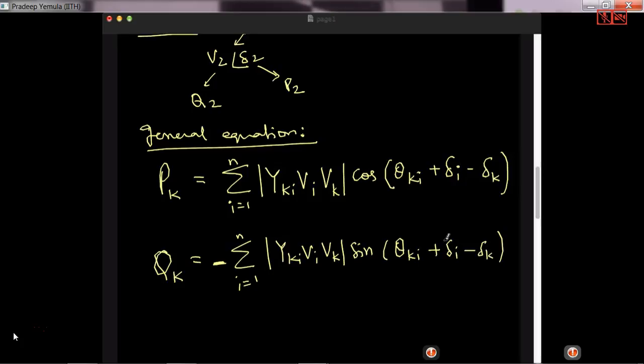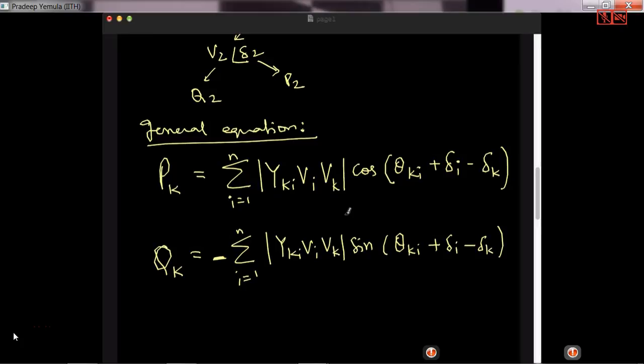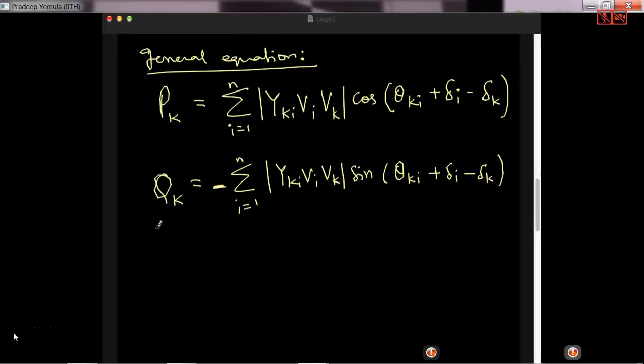Now these two are the generalized equations. So what are the specific equations for our case? For our problem, the specific equations for this problem.